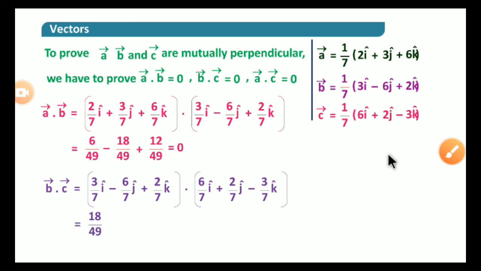Now after multiplication we will be having 3 into 6, 18 by 49. I dot I means it becomes 1. Next, minus 6 by 7 plus 2 by 7, here we will get minus 12 by 49, and plus into minus becomes minus. So 2 into 3 means 6, 6 by 49. After making the operation, the denominator will be again 49, but the numerator is 18 minus 12 minus 6, which becomes 0.